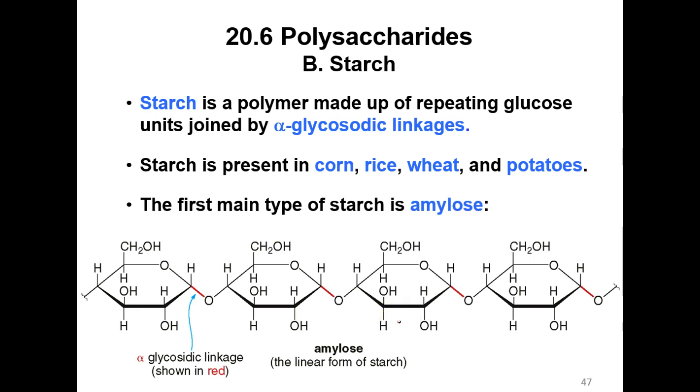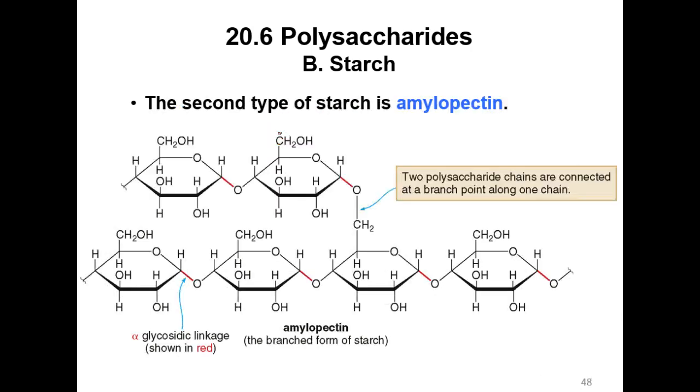All right, so starch, however, is a polymer, but it has the alpha glycosidic linkage. It's the opposite linkage, and our bodies can easily break this down. So corn, rice, wheat, potatoes. The first main type of starch is called amylose. Amylose is a straight chain starch that our bodies are able to break down. So alpha, we can break down. Beta, we cannot.